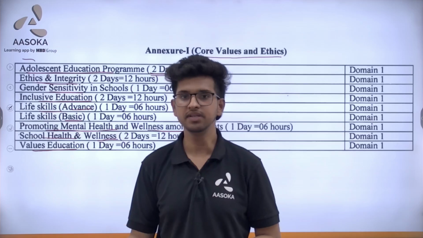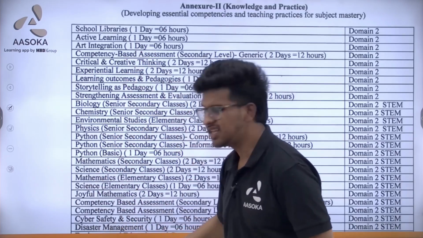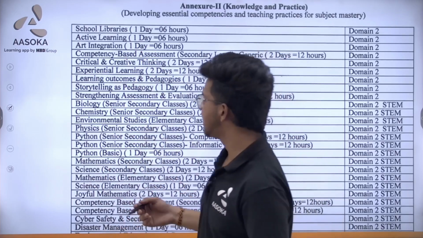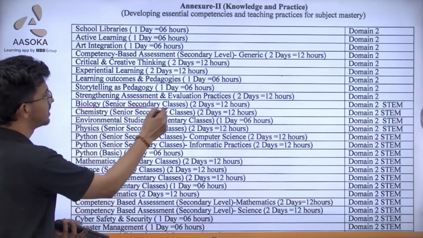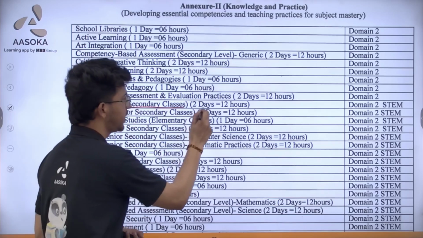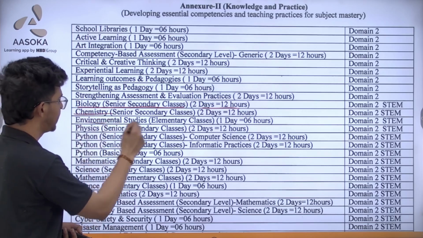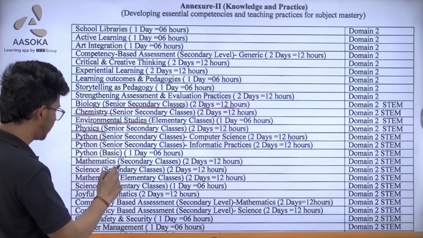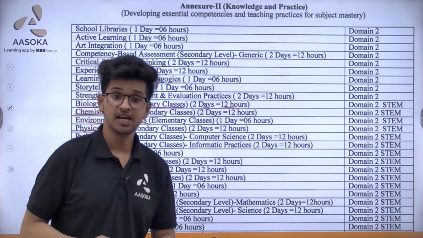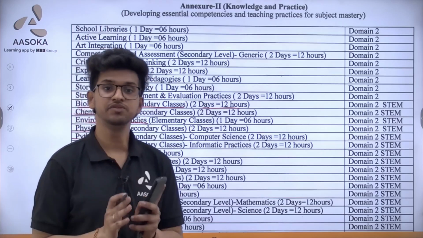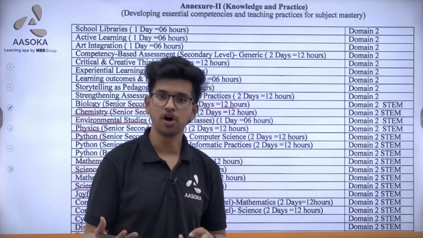Let me show you now some topics that are given here. So first of all, here you will be finding that there is a list of different subjects. Let me just highlight it for you. For example, here you will be finding biology senior secondary classes for 2 days, 12 hours, right? Secondly, here you will be finding chemistry, you will be finding environmental studies, physics, Python, mathematics, science, mathematics, joyful mathematics, and so on. So all these topics are subject specific, which are helping the subject teachers to improve their subject knowledge.